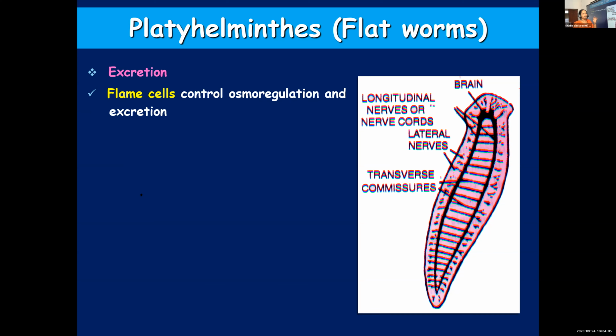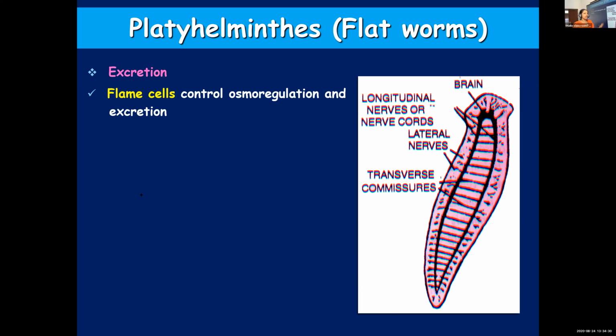osmoregulation. Anybody have an idea what osmoregulation is? Anyone? Anybody? Punya? Water related. Correct. Balance of water and one more substance. Anybody? Oxygen. Louder. Oxygen. No.